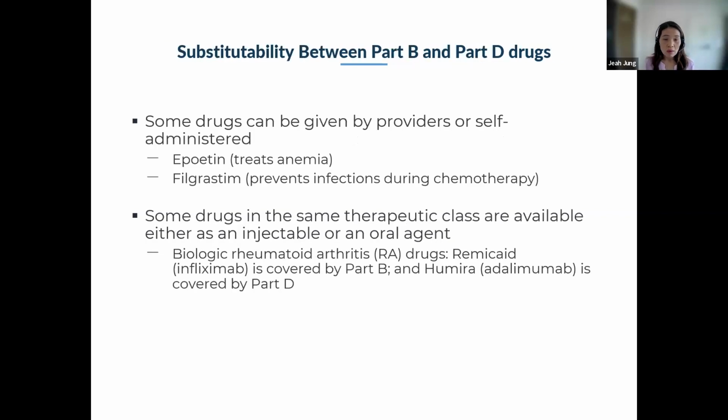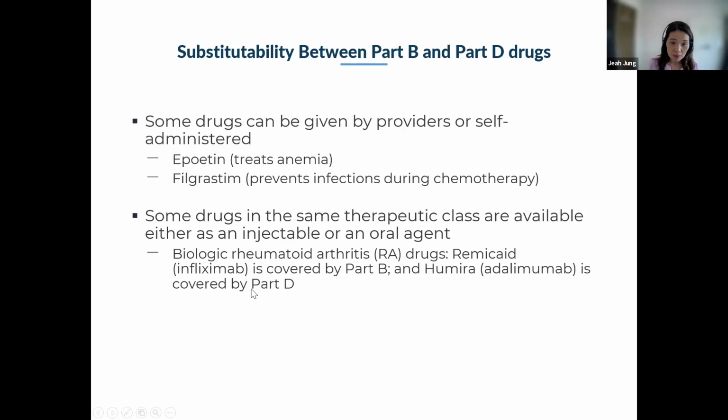So then some drugs, as I said, can be given by providers or can be self-administered. So both epoetin and filgrastim. Filgrastim is a chemotherapy supporting drug that helps prevent infections during the chemotherapy process. These two drugs are available both as a subcutaneous and IV agent, so either Part D or Part B. That's what we are going to look at in this case study.